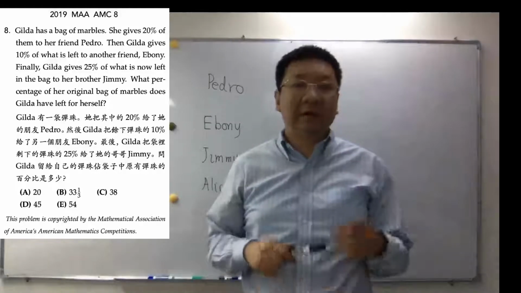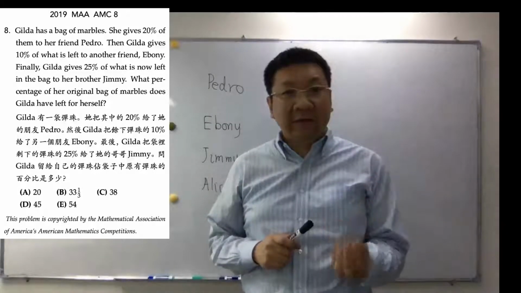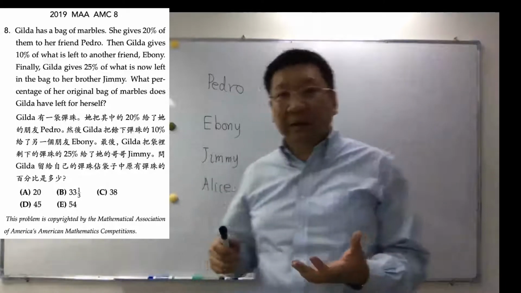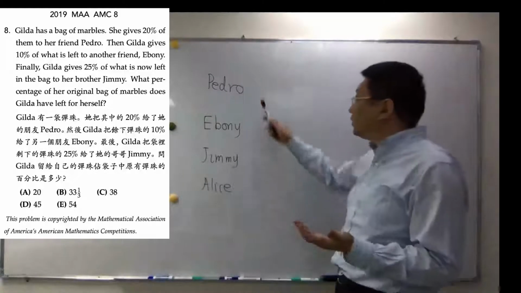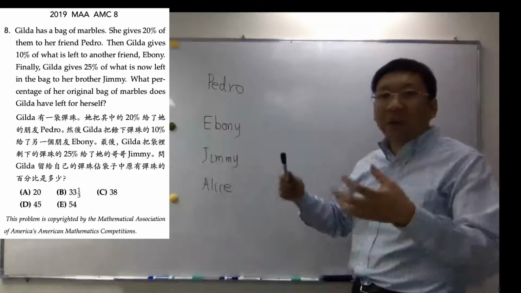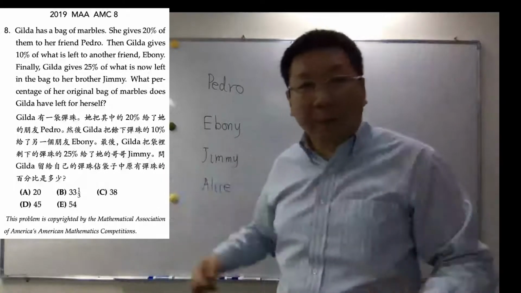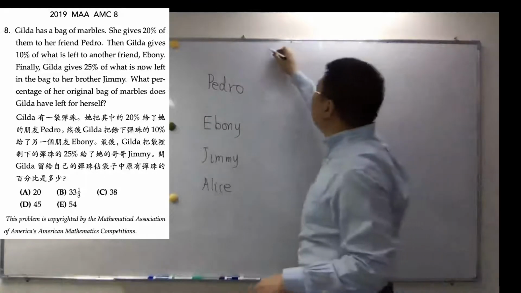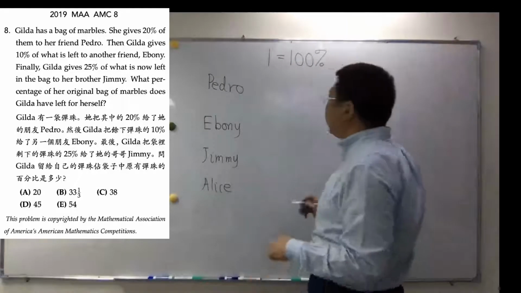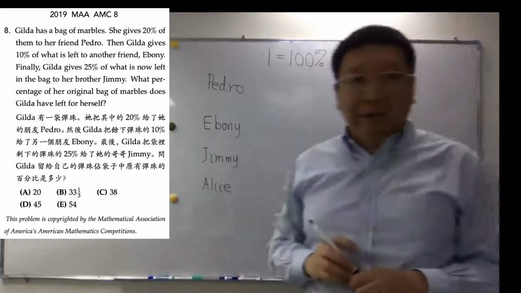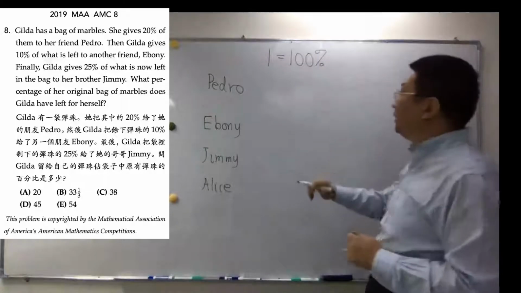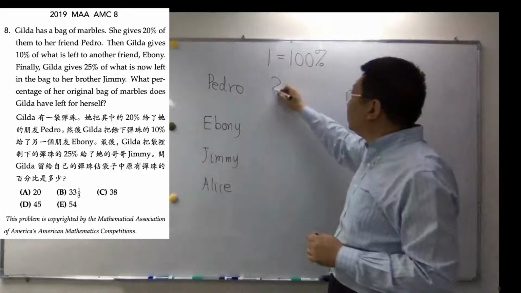The next question is question 8, which is a word problem related to percentage. So Alice has some marbles that she distributes to 3 other persons. The starting point is a bag of marbles. Then what would be the percentage for that whole bag of marbles? Of course, that would be 1, which is 100%. Now the condition states that she gives 20% to the first person, Pedro. So Pedro has 20%.